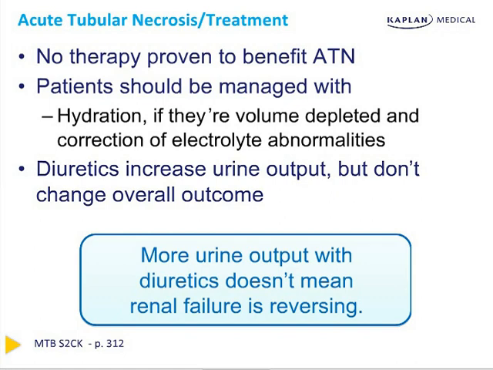If you have a patient with acute tubular necrosis and they start peeing more because you're giving them furosemide, it doesn't necessarily mean that their renal failure is reversing. It just means that the diuretics are doing their job.